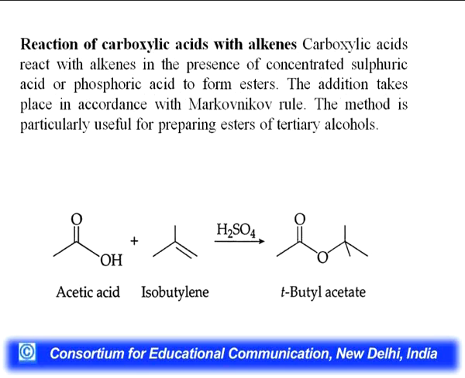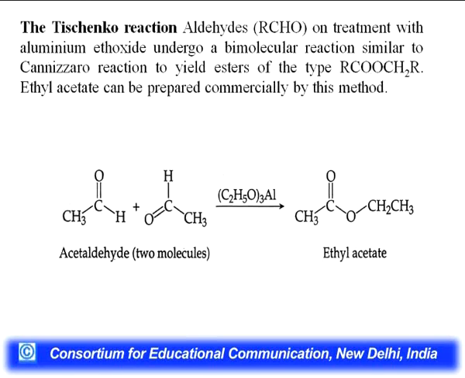Carboxylic acids react with alkenes in the presence of H2SO4 or phosphoric acid. The addition takes place according to the Markovnikov rule, and it is particularly useful for the preparation of tertiary alcohols. You can see acetic acid, when reacted with isobutylene, an alkene, will give you tertiary butyl acetate.